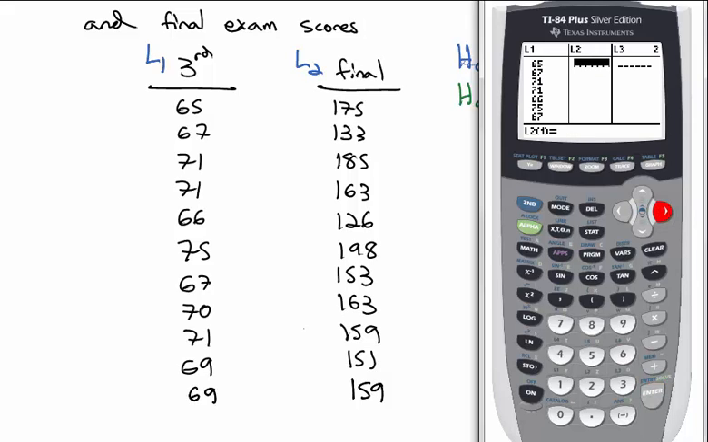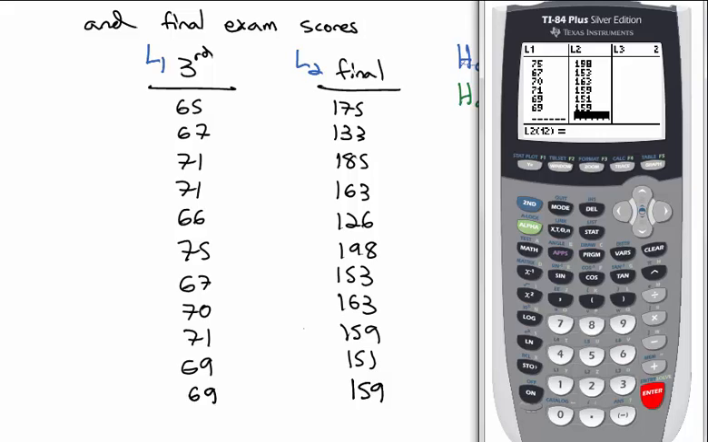Now we'll scroll over to L2 and type in all the corresponding scores. It's important they're in the same order. 175, enter, there it goes. 133, enter, 185, enter, 163, enter, 126, enter, 198, enter, 153, enter, 163, enter, 159, enter, 151, enter, and 159, enter.